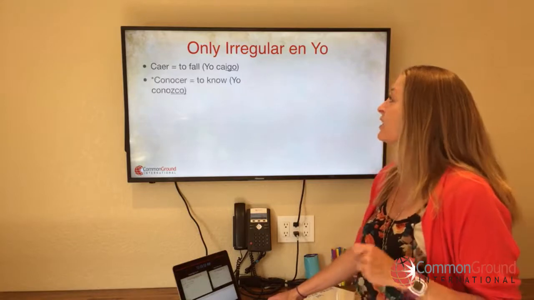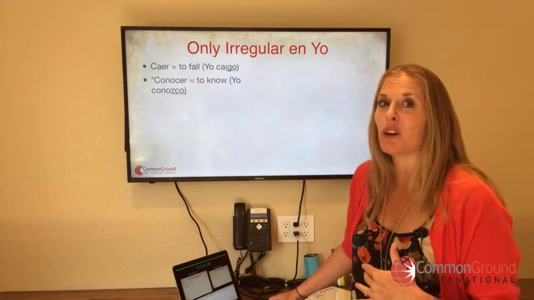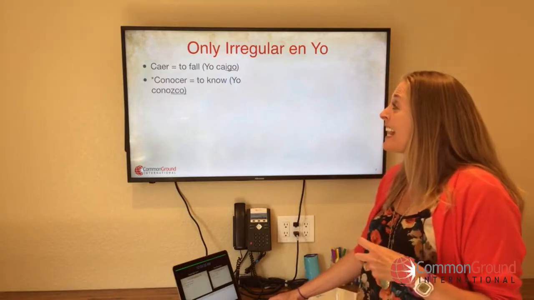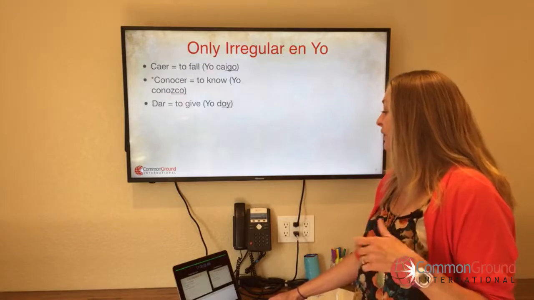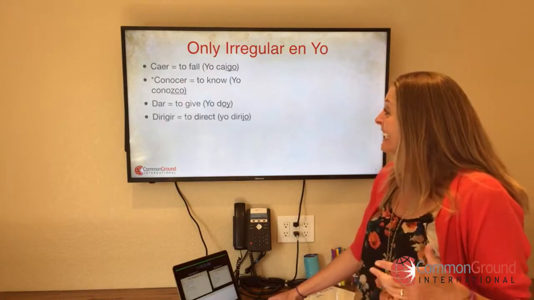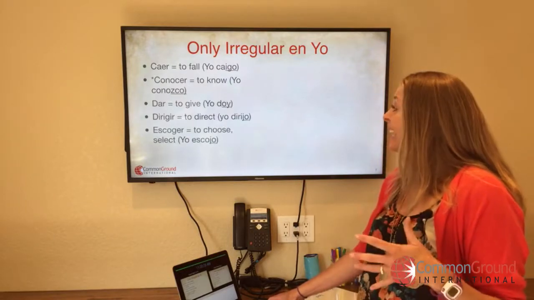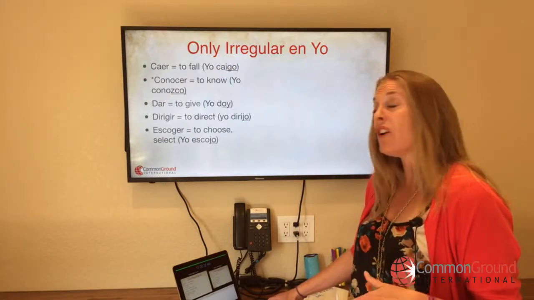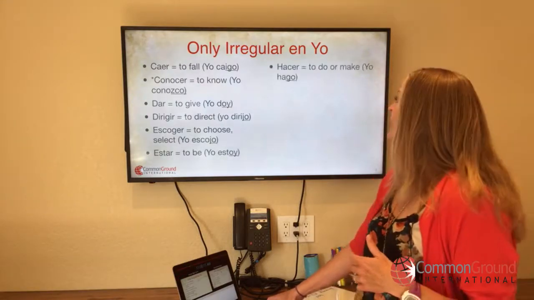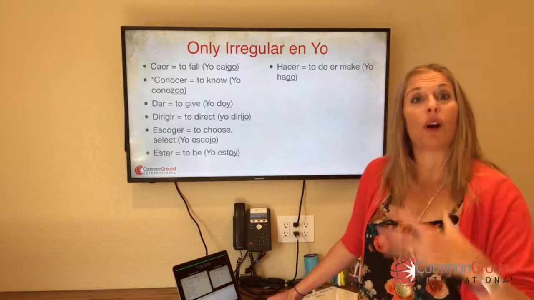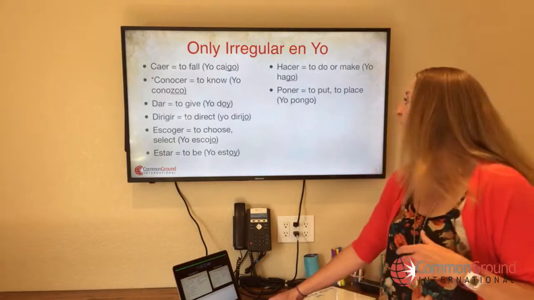The pattern is regular. So caer, to fall, yo caigo. You're going to notice a lot of go verbs. Yo caigo. Conocer, to know, yo conozco. Okay, dar, to give, yo doy. Dirigir, to direct, yo dirijo. Okay, escoger, to choose or to select, yo escojo. Estar, to be, yo estoy. Hacer, to do or make, yo hago. Poner, to put to place, yo pongo.